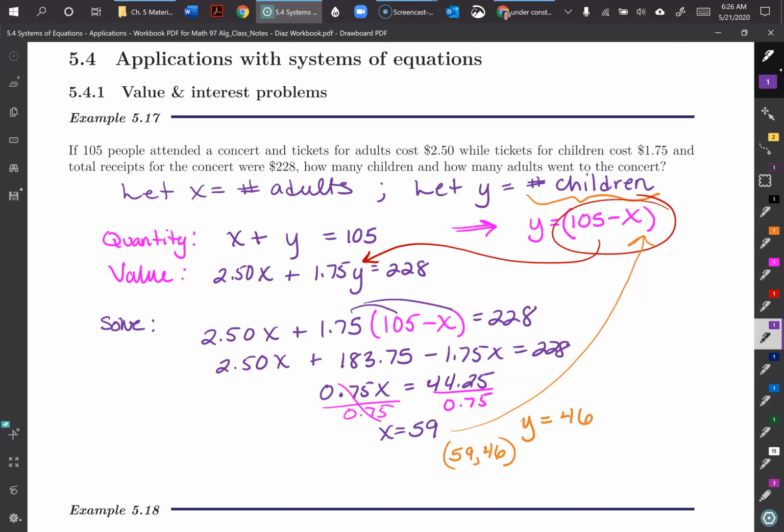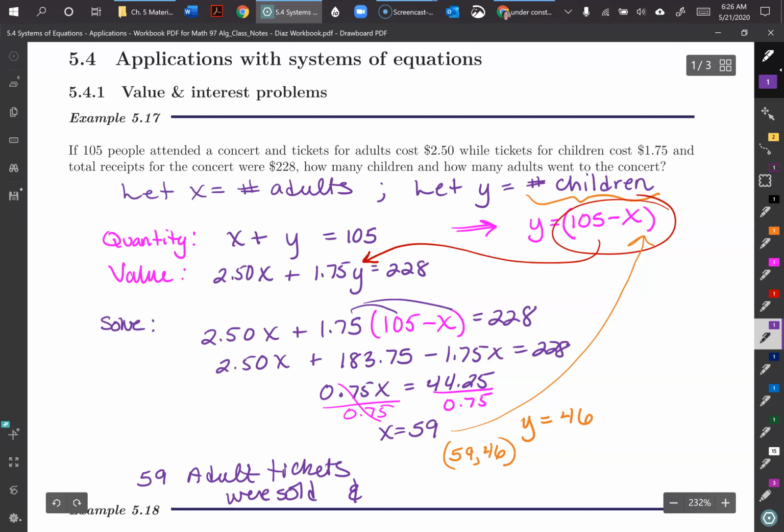So we have 59 adult tickets were sold, and 46 children. Oh, it says how many went, so let's reword that a little bit better. Say 59 adults and 46 children went to the concert.